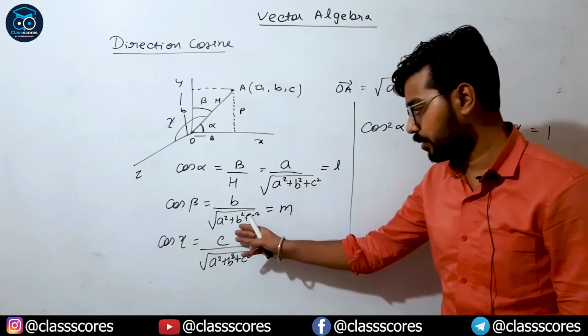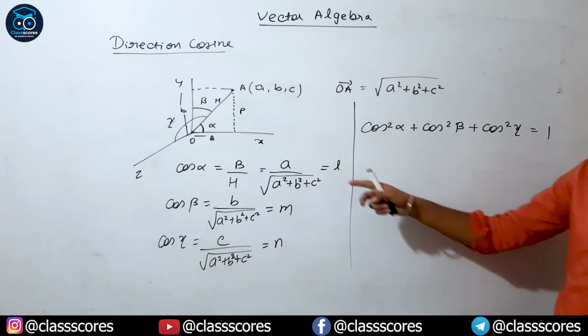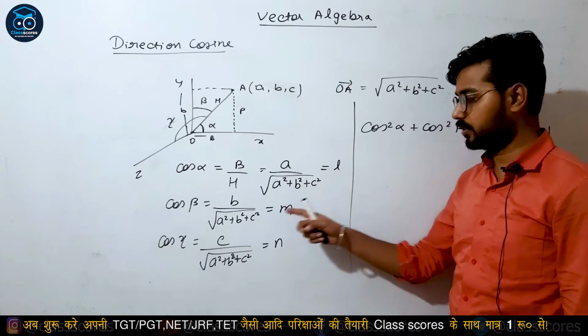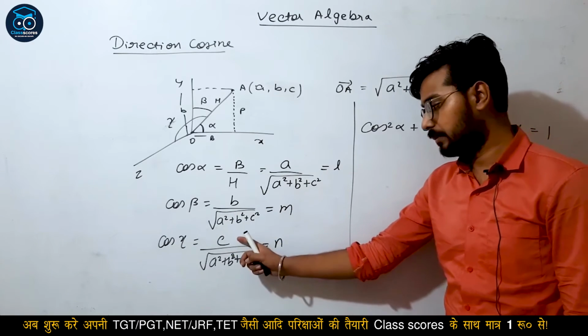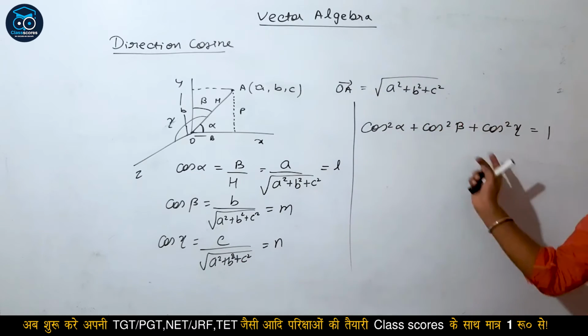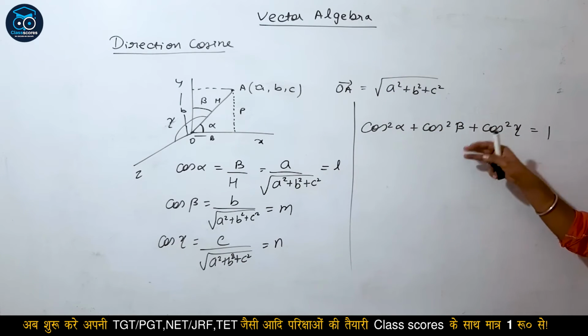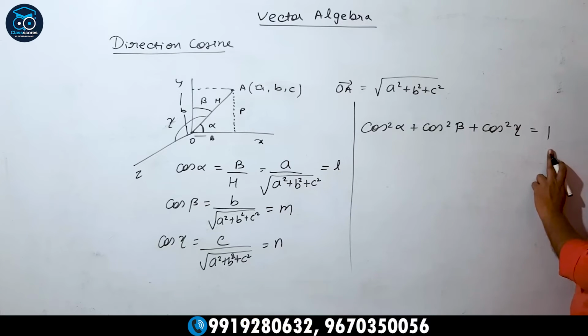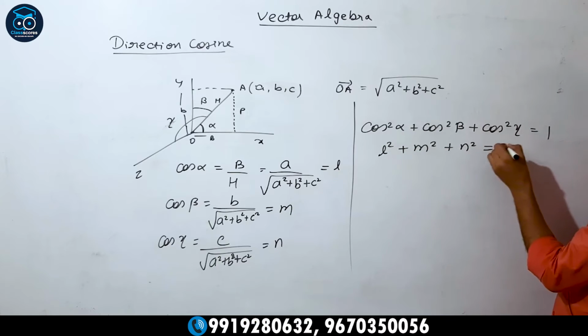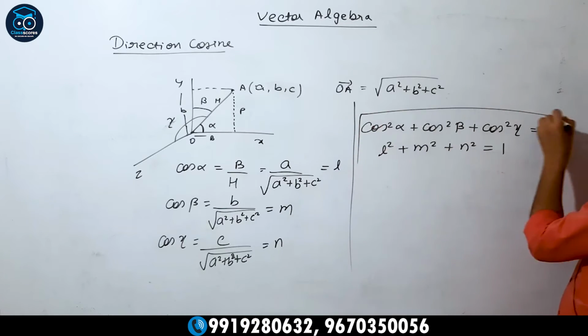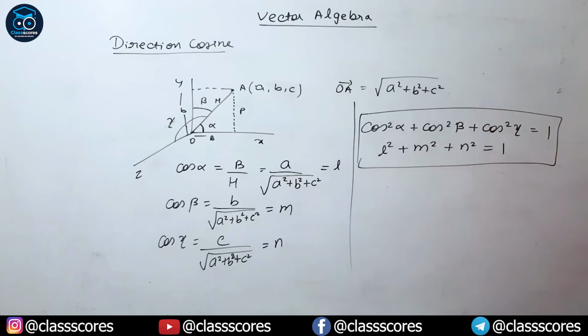Whenever we substitute these values in this equation, what we get? a square upon a square plus b square plus c square, b square upon a square plus b square plus c square, similarly c square upon a square plus b square plus c square. When we simplify, the numerator and denominator just cancel out. What we get? That is 1. Or we can say l square plus m square plus n square equals to 1. So this is the basic relation in direction cosine. I hope it is clear to all of you.